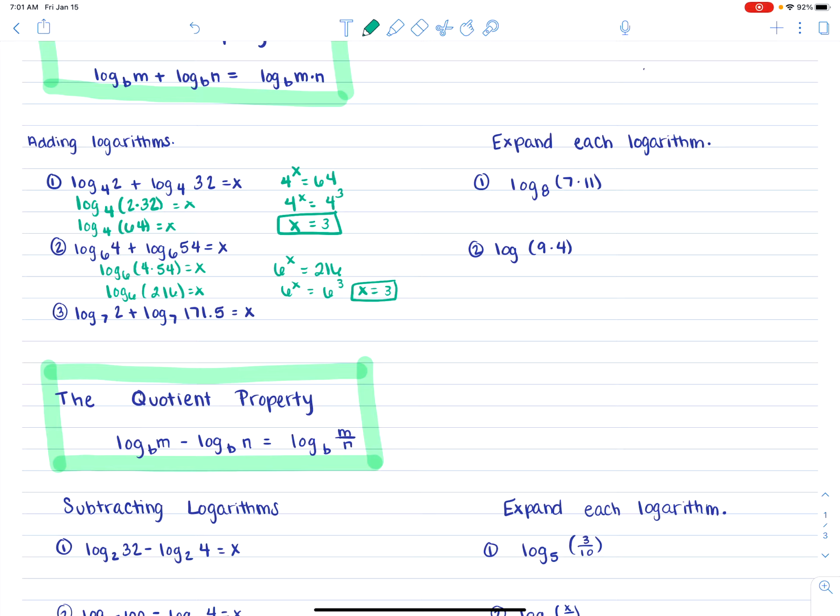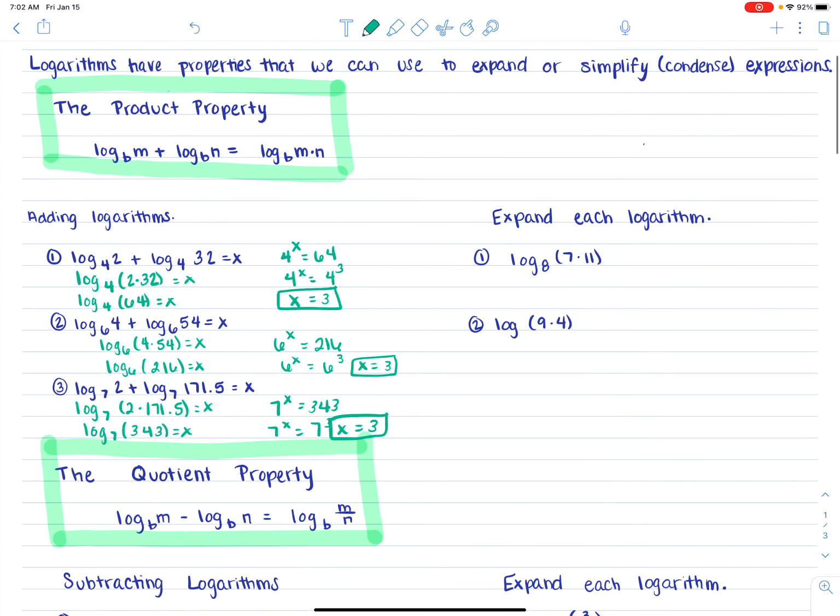Okay, if I have log base 7 of 2 plus log base 7 of 171.5, I can't do anything with those two logs, but if I condense them into one, I have log base 7 of 2 times 171.5. So it's log base 7 of 343. Now I have a single log and I can solve it. So 7 to the x power is 343. 343 is really 7 cubed. So x equals 3. It just happened that all of these answers were 3.